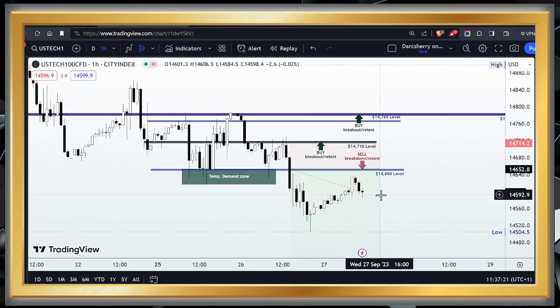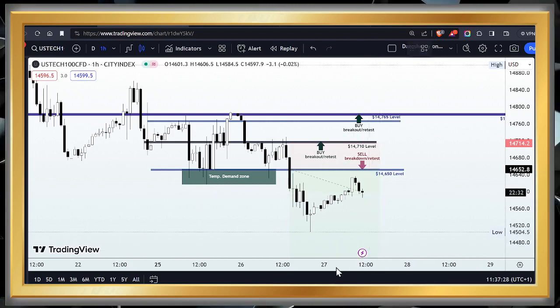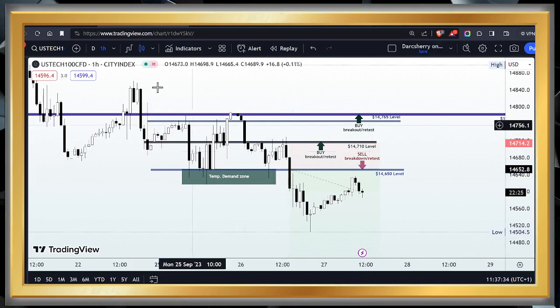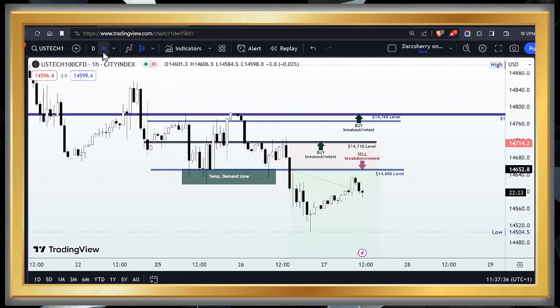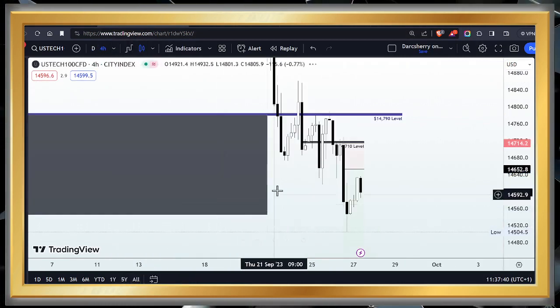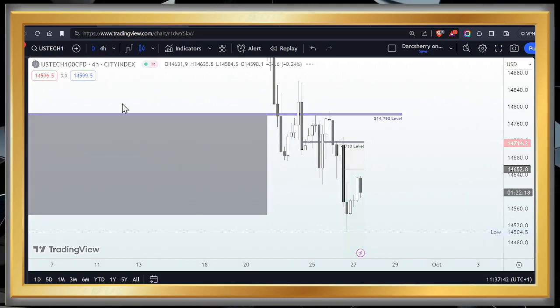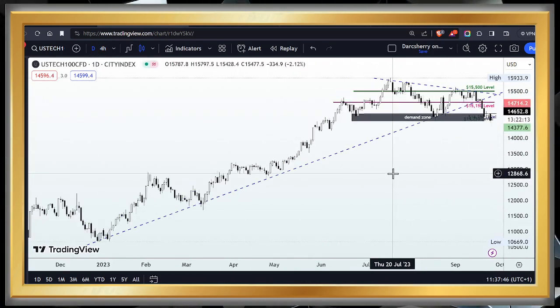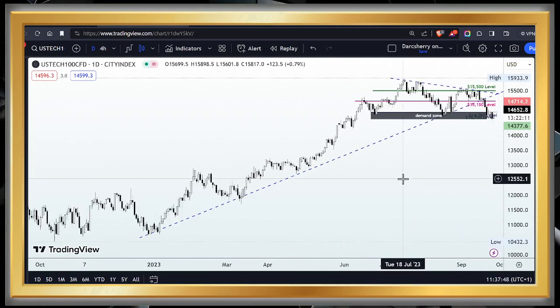Are we going to continue seeing selling pressure, or are there chances that buyers could take over this market, where the breakdown of the 14,650 could turn out to be a false breakdown? Before we go into the details here, I would like us to run through the higher time frame, the daily time frame in this case, to refresh our memories on what is really going on in this market.